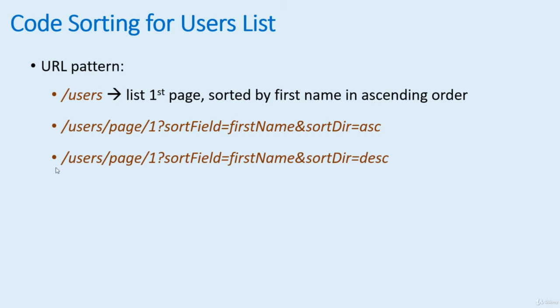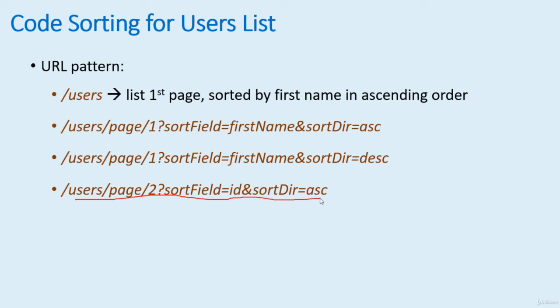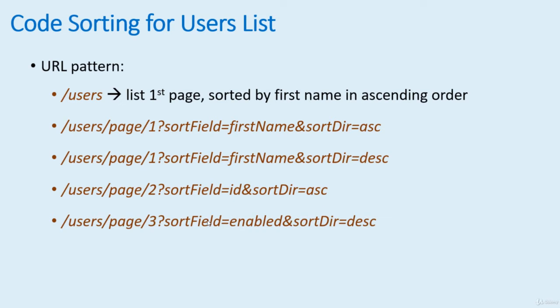And this URL means that the first page is sorted by first name in descending order. And this URL means that the second page is sorted by the ID column in ascending order. And this URL means that the third page is sorted by enabled column in descending order, and so on.